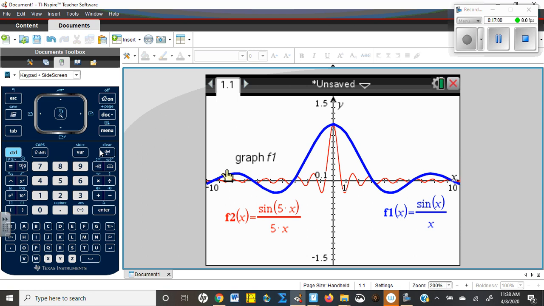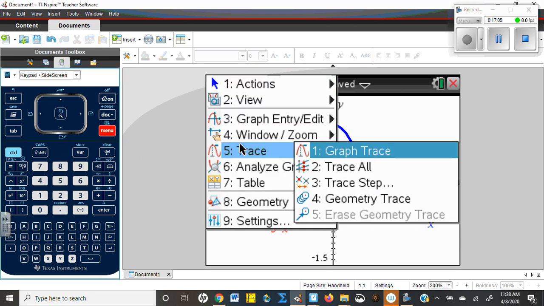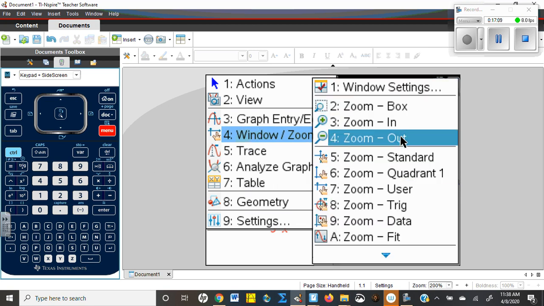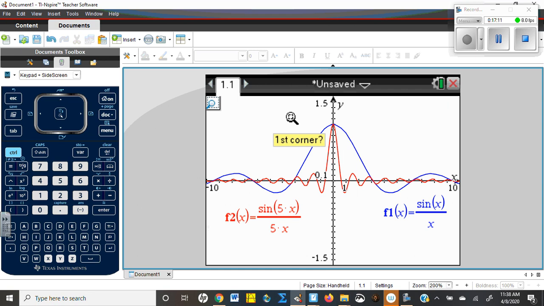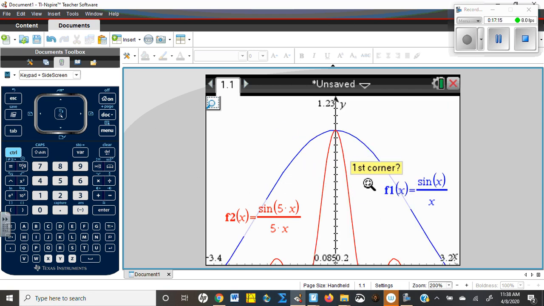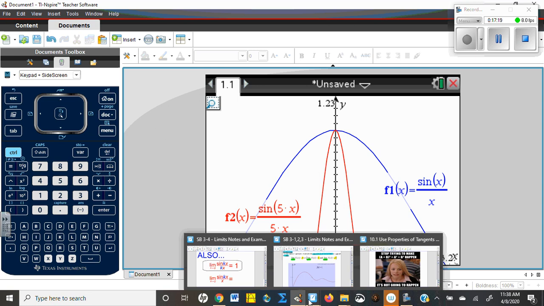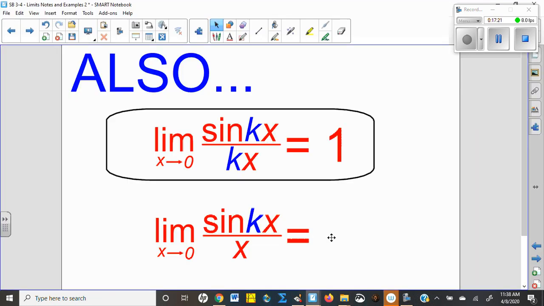And we can take a closer look at this really quick if you like. Zoom box. I'll just zoom right through here, and you can see how we're approaching that 1. So a very important relationship to know is this one.